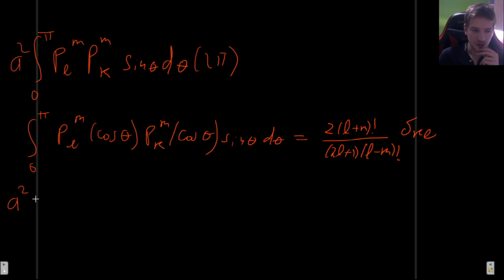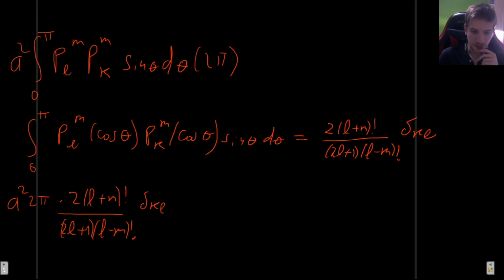So we get that a squared P_L^m P_K^m. Well, actually we already replaced this, sorry. So let's just go ahead and write it. So we get a squared 2π times 2(L+m)! divided by (2L+1)(L−m)! δ_KL. But the δ_KL is something that we have already used here because K is already equal to L, and this has to be equal basically to 1 because we have already applied all the deltas. L is already equal to K, m is already equal to n, so we don't really need to write them anymore.